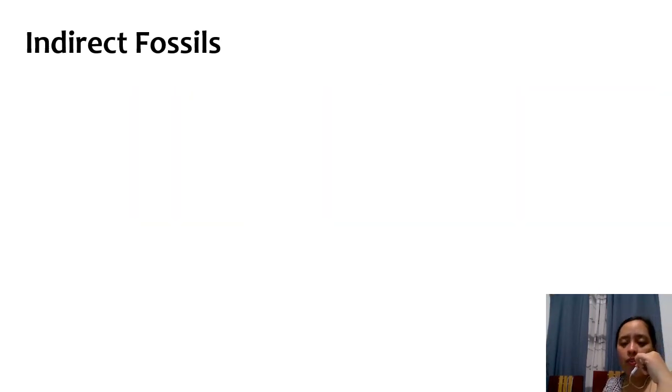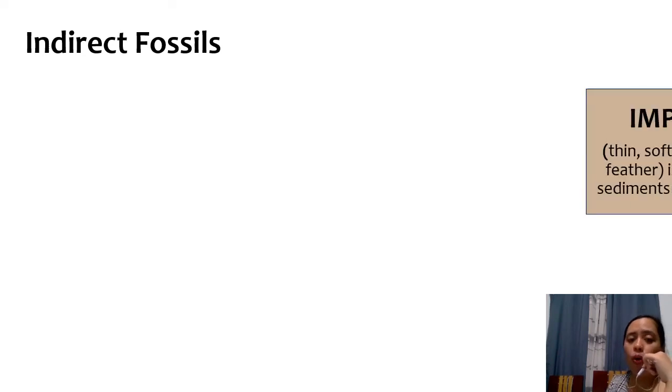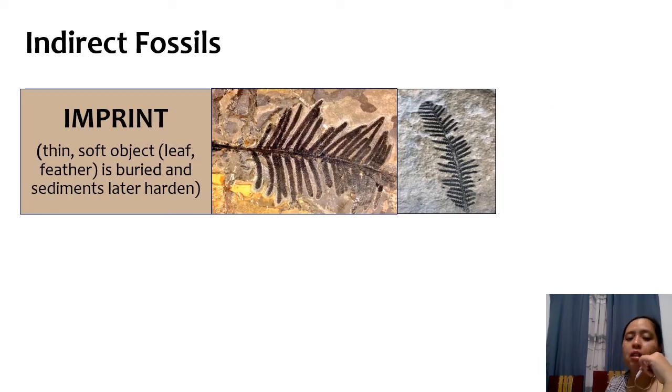Now, on the type of fossils, the indirect ones, meron pa siyang subtypes. One of it is the imprint. Sinasabi ko na sa inyo to. Yung nag-iwan siya ng print. Nag-imprint siya. And then, the entire organism could be desiccated. Nawawala siya. Ang naiiwan lang is yung naiiwan niyang parang impression dun sa sedimentary rock.